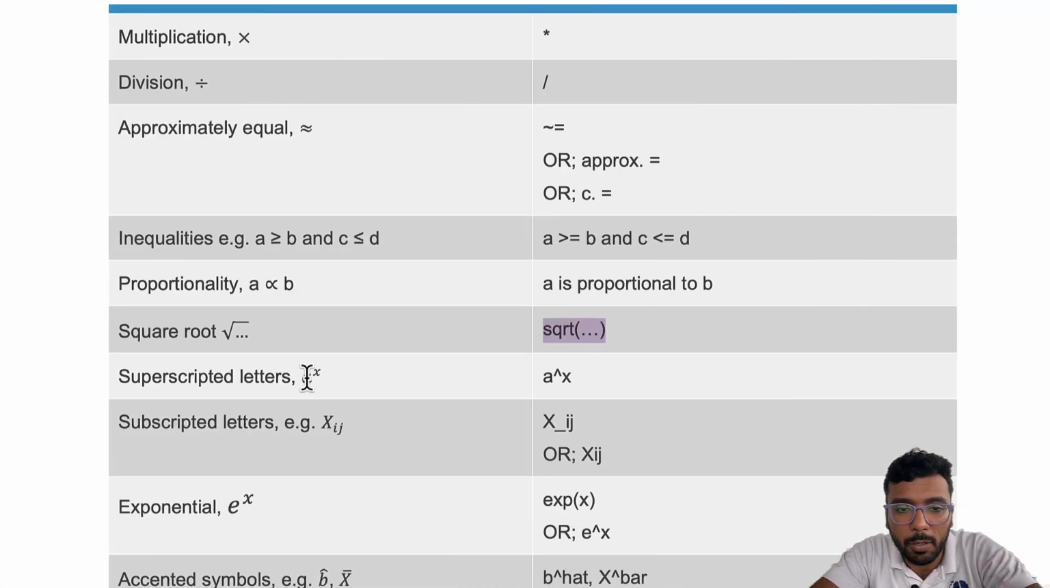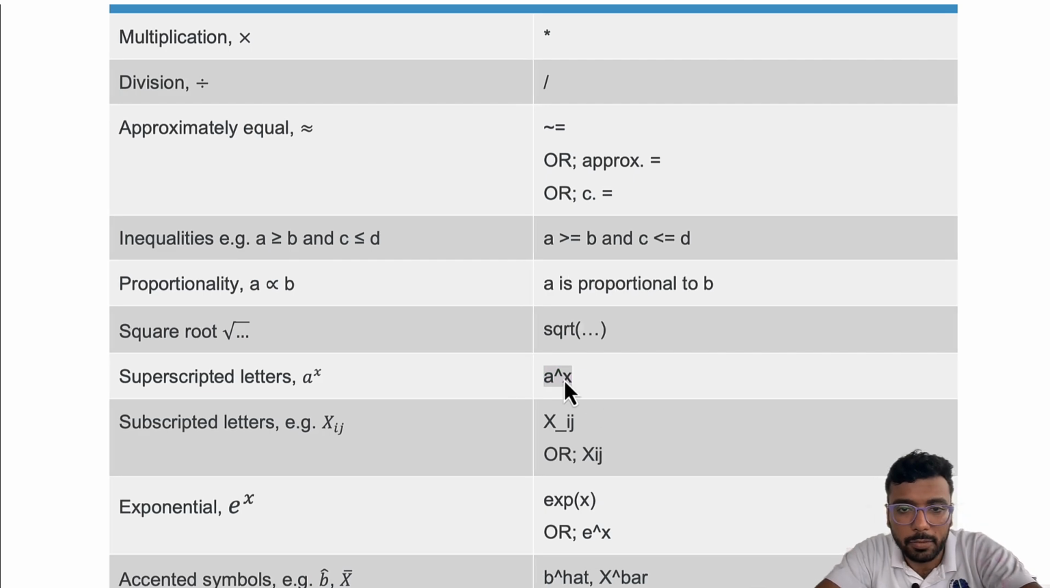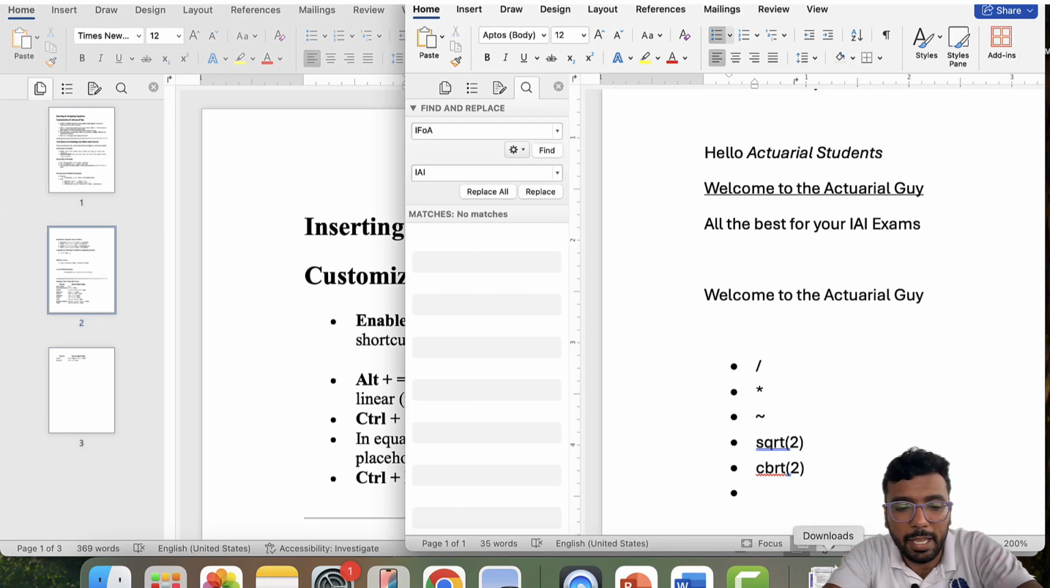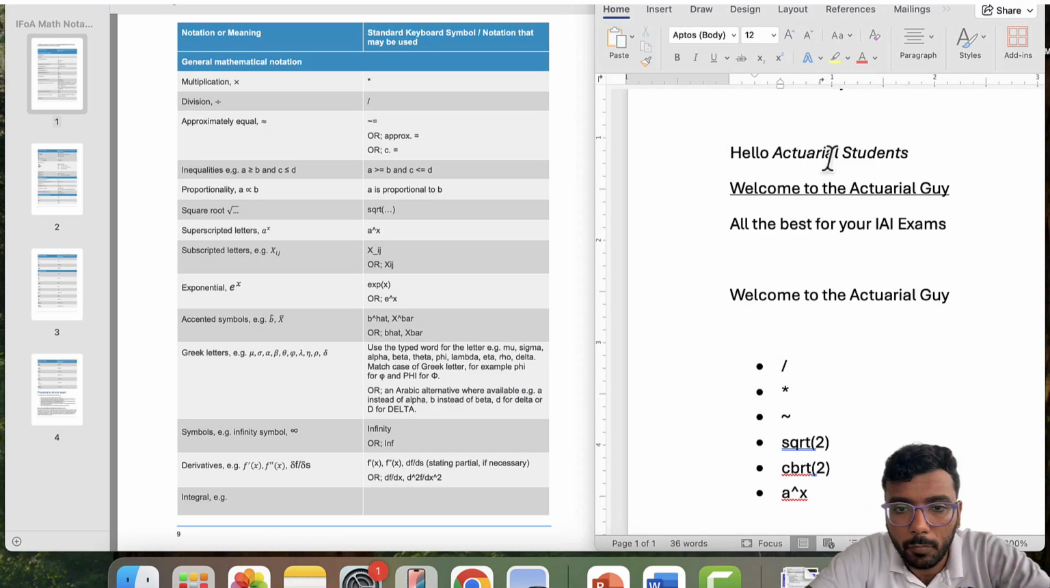Then you have power. A to the power of x. So this you can write as a to the power of x. The power symbol comes from shift plus 6. So the way to do it is a, shift plus 6, and then you do x. Next you have an important one, that is subscript.